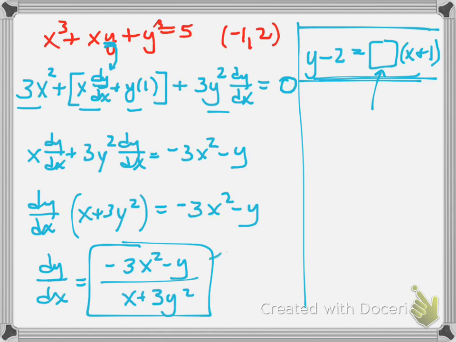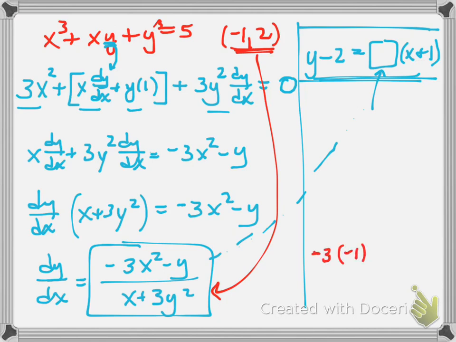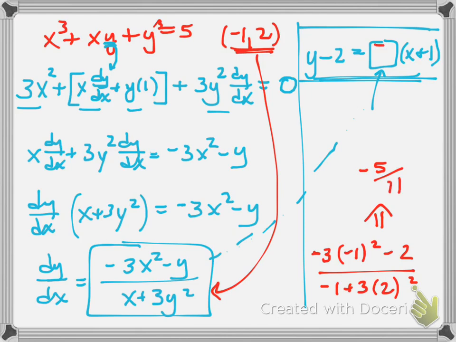Now remember, this is the missing piece we need to get me up here to my slope. So what I'll have to do now is plug in the point they gave me, x is -1, y is 2, to get my actual slope. So -3 times -1 squared minus 2, over -1 plus 3 times 2 squared. So let's see what that gives me when I do the math here. -5 on top, and -1 plus 12, so 11 on the bottom. So it looks like -5 over 11 is my slope.